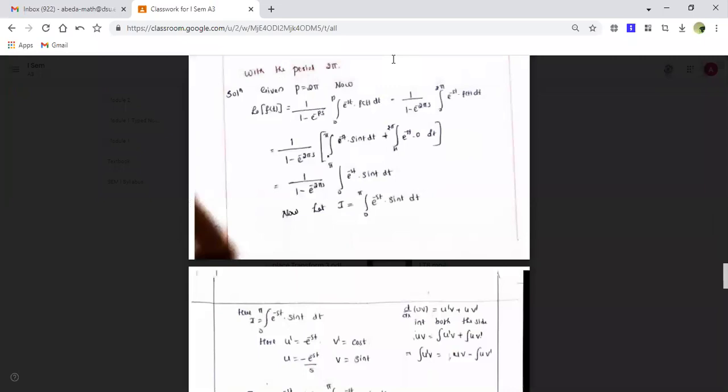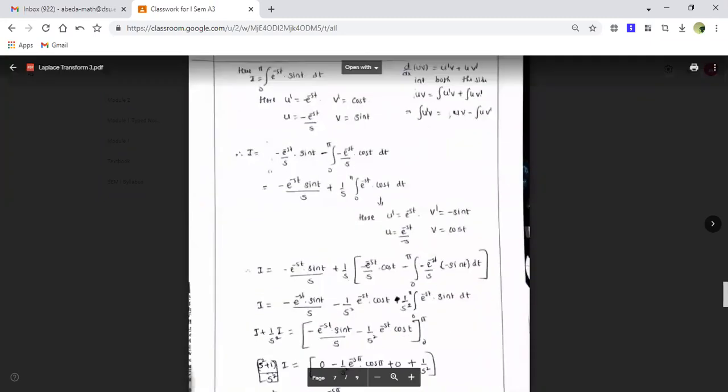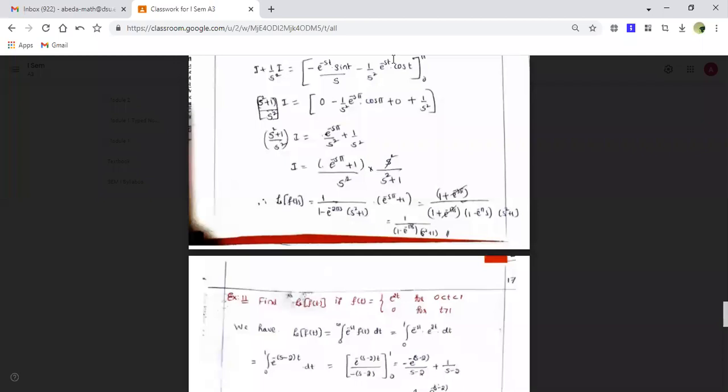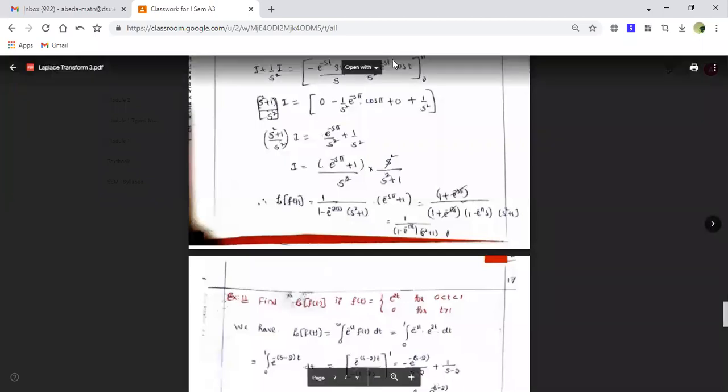Now I will start again with the periodic function value. It is 1 upon 1 minus e to the power minus 2 pi s into this value. This value is known to us, so I'm just substituting here. This will become e to the power minus s pi plus 1. Again, you all know that we can write this as a square minus b square, so a plus b into a minus b. So 1 plus e to the power minus s pi will cancel. You're just getting 1 upon 1 minus e to the power minus pi s into s square plus 1.